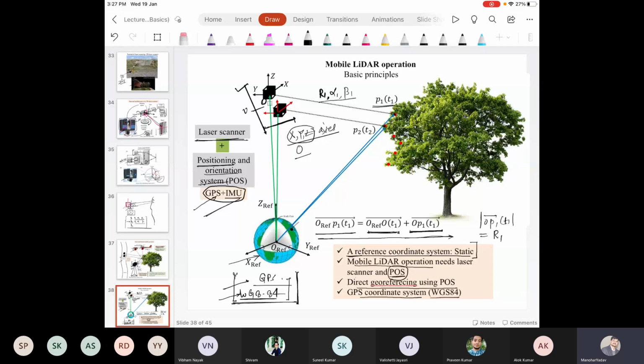If I say OP1 is in the laser scanner coordinate system, then these two vectors are already there. I have already defined it. Is this true? This equation.